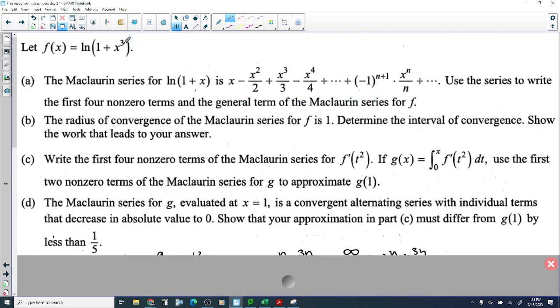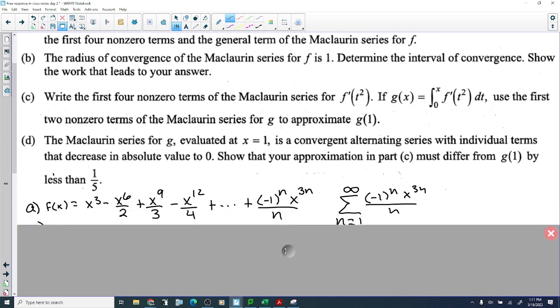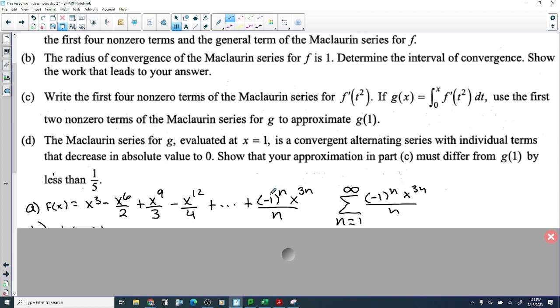So we have to plug x to the third in for x, so it's a replacement. We're going to replace all of these x's with x to the third. So I have x to the third, x to the sixth, x to the ninth, x to the 12th, and that is down here. Now they want the general term as well.